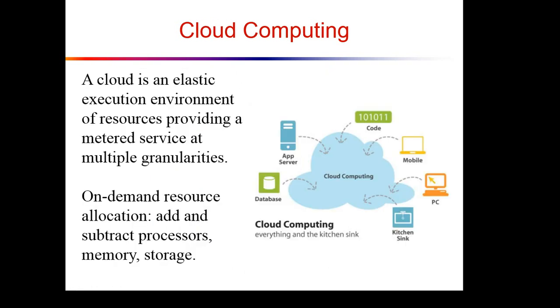Okay, after grid computing, cloud computing is defined. A cloud is an elastic execution environment of resources providing a meta service at multiple granularities. On-demand resource allocation of abstract processor, memory, storage. Please see this figure. Different application servers, databases, and different devices such as mobile, PC, kitchen sink can connect to the cloud computing and use the services that are presented in the cloud computing.